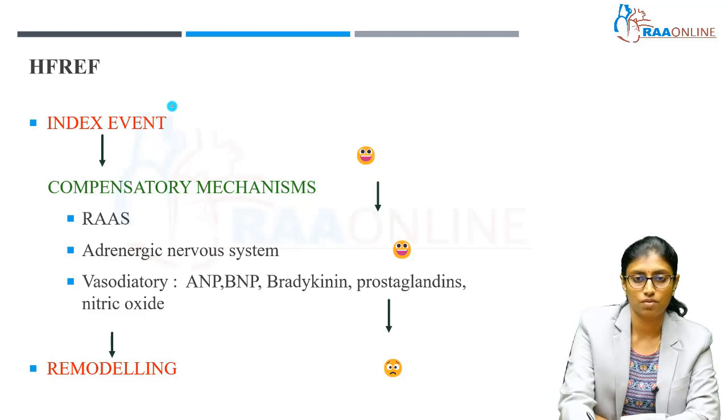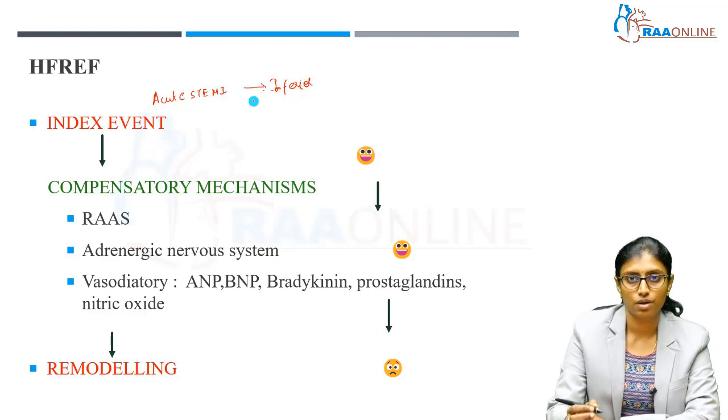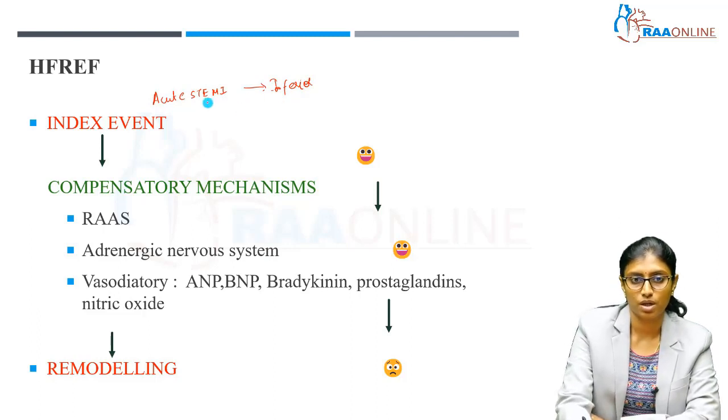So there is an index event. Patient develops an acute ST elevation MI and the patient develops an inferior wall MI affecting the inferior wall of the heart. So the inferior wall of the heart is not going to contract properly. That is what is going to happen initially.